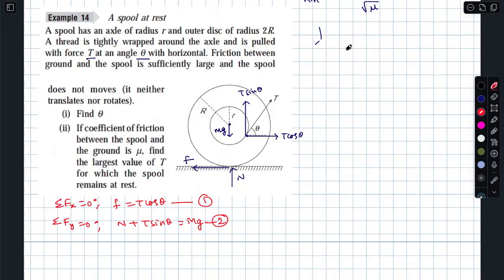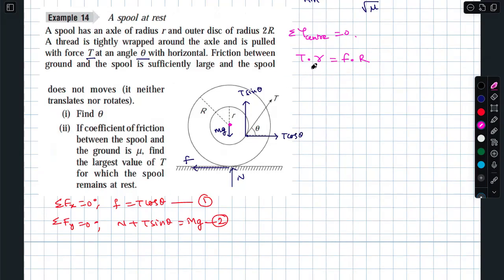Now about the center, what is the best point here? Let us take torque about the center only. Torque about the center. If I take torque about the center, normal reaction weight పోతుంది. Let us take sigma tau about the center. So about the center, T into r anti-clockwise, F into capital R clockwise. Rest there is no other force.